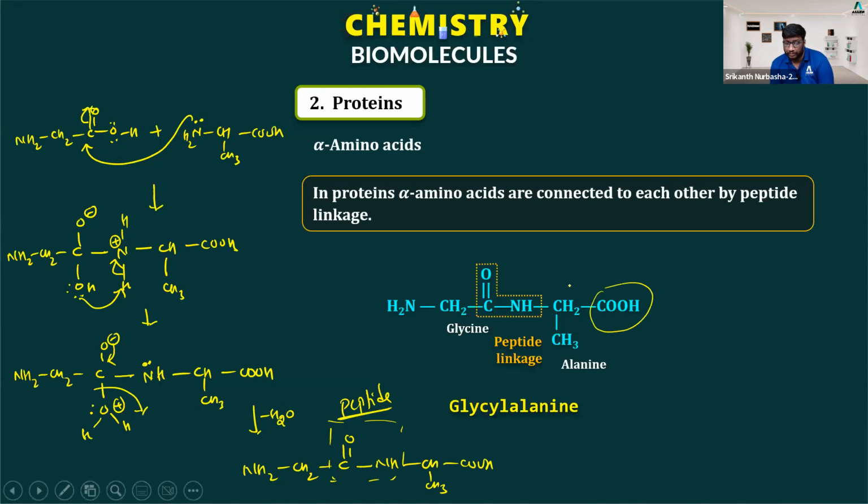the major group. Yes or no? The name is still alanine because in alanine we have the COOH group which is remaining. COOH is the highest priority functional group, right? But the COOH of glycine that has been reacting with NH2 is lost and involved in the amide linkage. So the name has to be glycyl alanine, right? And this is how the peptide linkages are going to be formed.